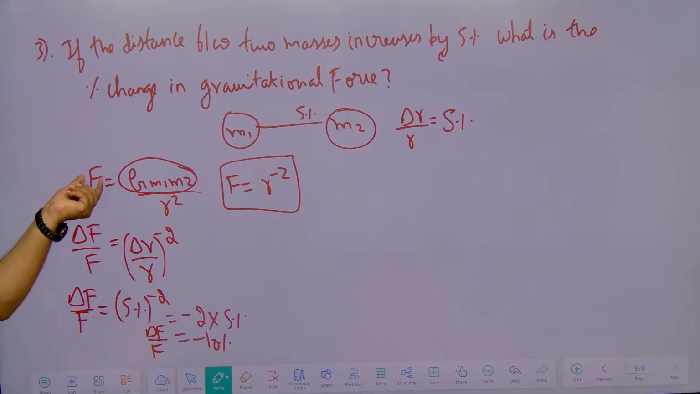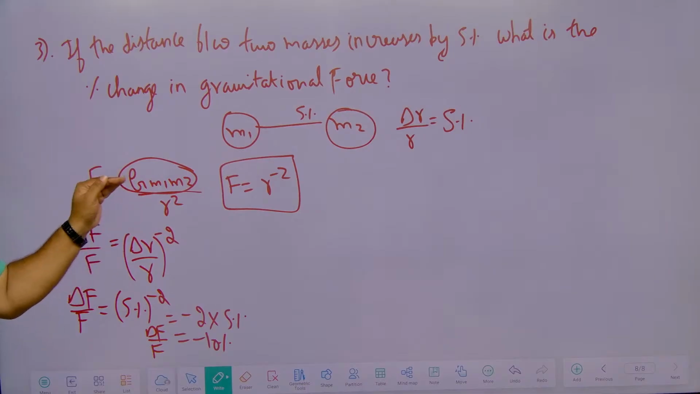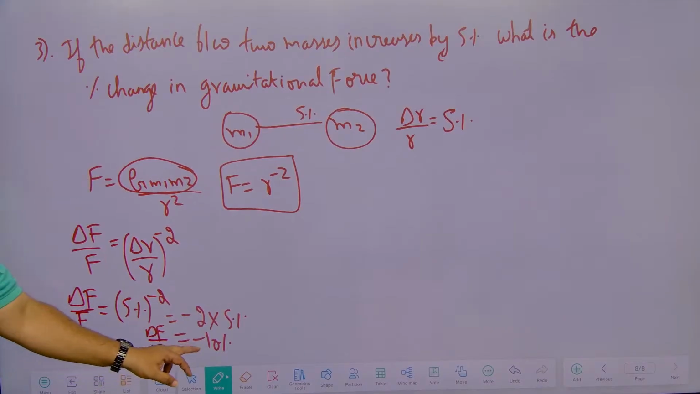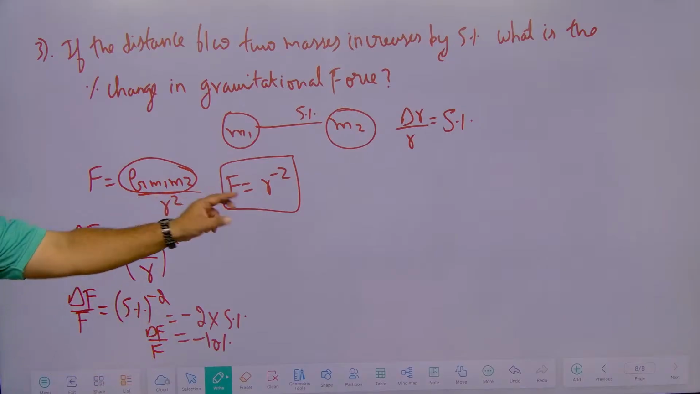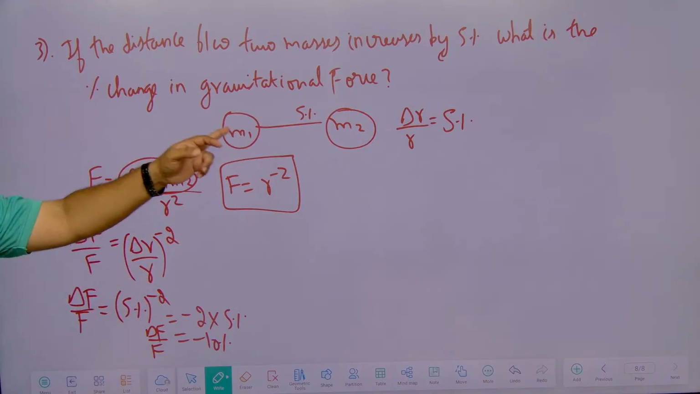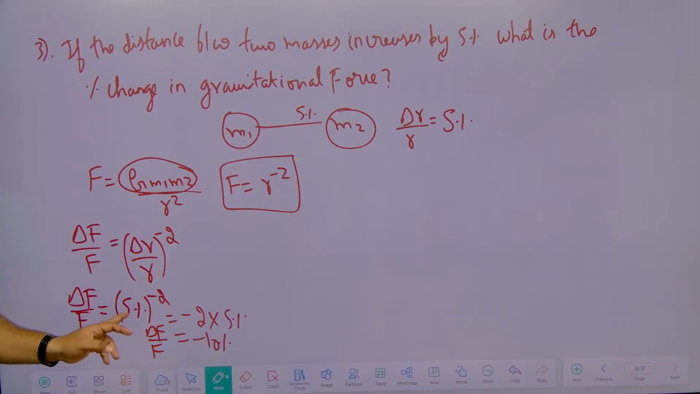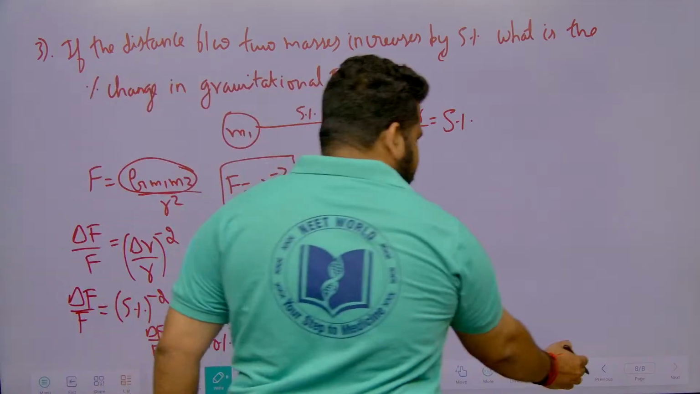Why? See here, F and R square are inversely proportional. If R is increasing, definitely the gravitational force will decrease. So delta F by F is 10% decrease. Minus says it is a 10% decrease. Understood? Any doubt here? See, R square is below. I took it up. It will become R to the power of minus 2. So delta R by R is given as plus 5%. Minus 2 will come here. Minus 2 into 5%, because it is minus 10%. Why did I bring minus 2 here? Because of this.